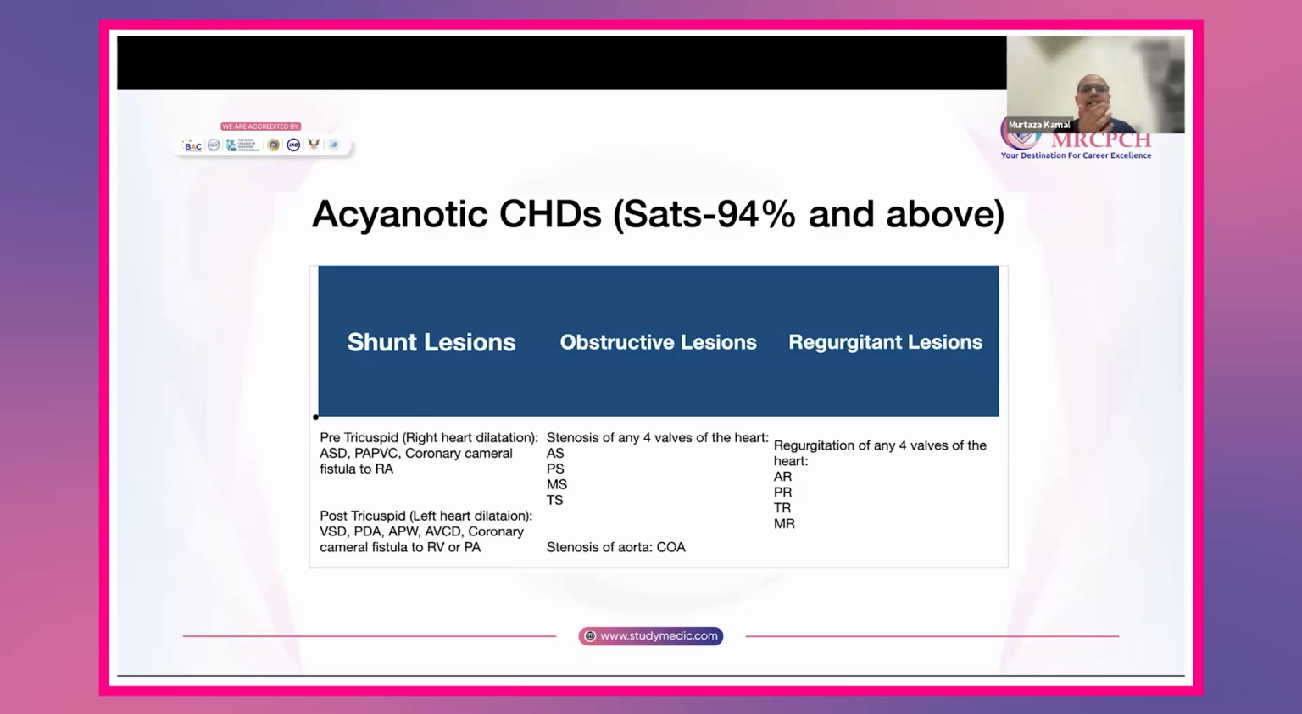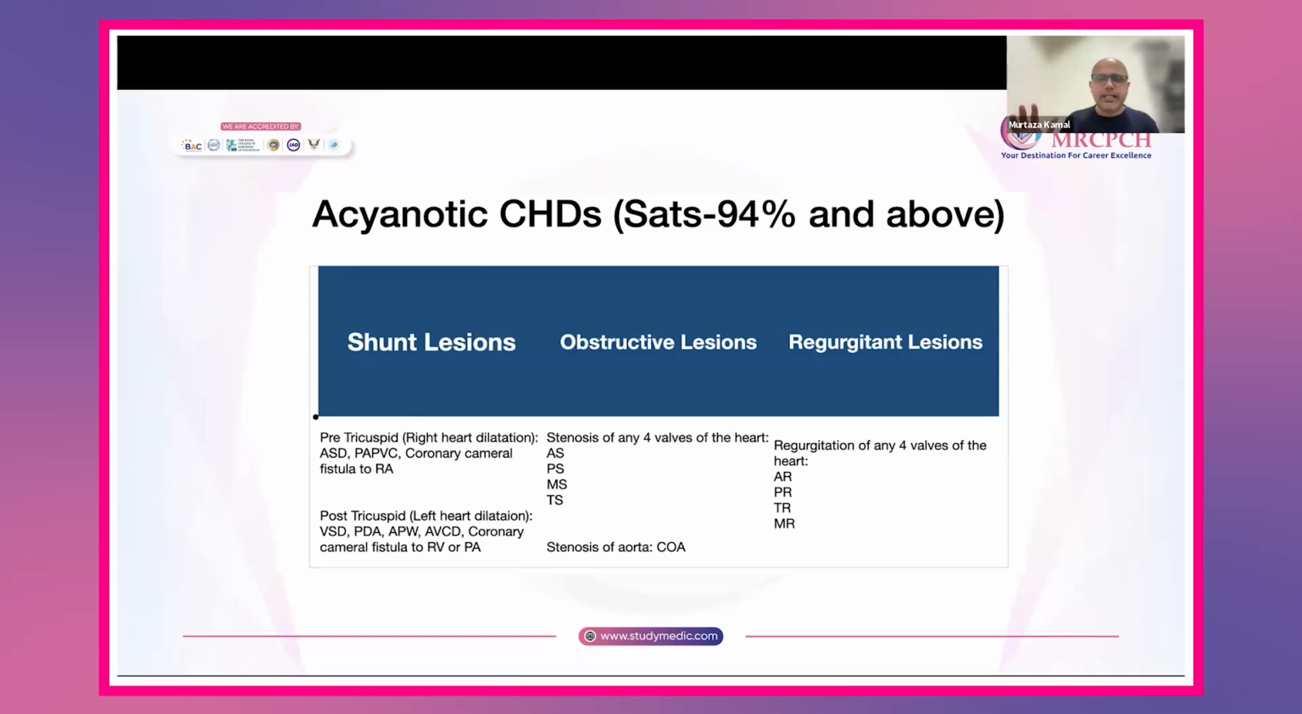becomes a pre-tricuspid shunt. Or anything which is opening into the RA, like a coronary cameral fistula opening into the RA, will be acting as a pre-tricuspid shunt. So the classical examples are any type of ASD, whether it be secundum ASD, primum ASD, SVC type of ASD, coronary sinus type of ASD, or IVC type of ASD. All the ASDs will be a pre-tricuspid shunt. Any PAPVC is a pre-tricuspid shunt. Anything opening into the RA, the coronary cameral fistula, will be a pre-tricuspid shunt.